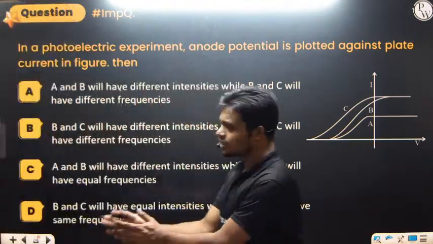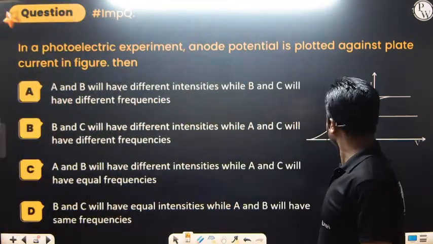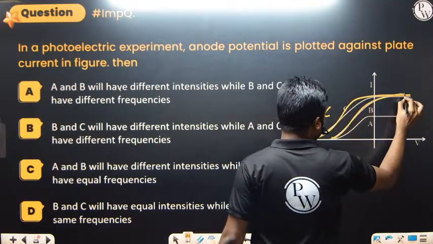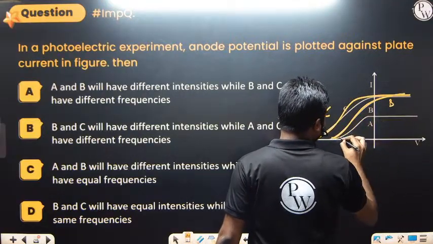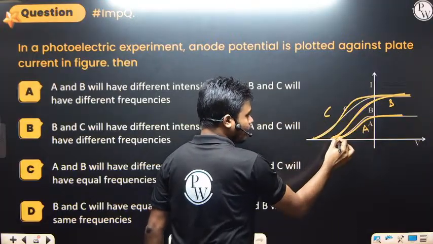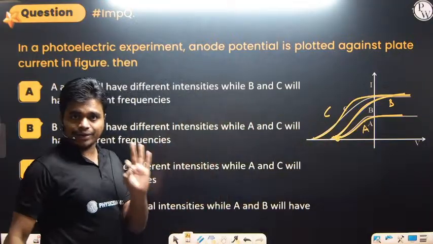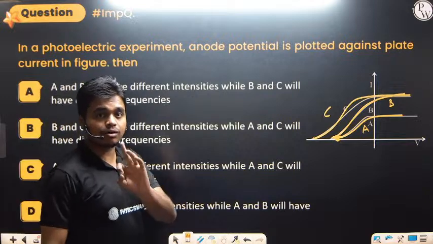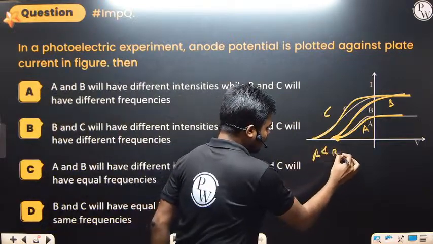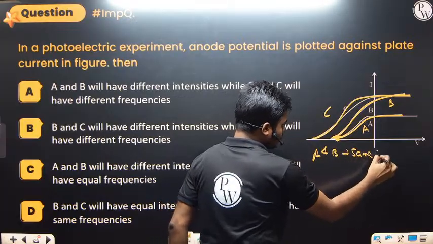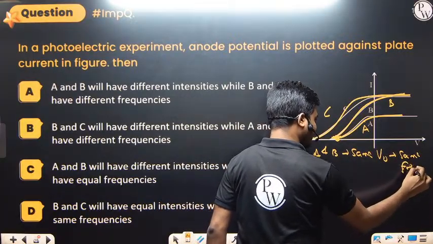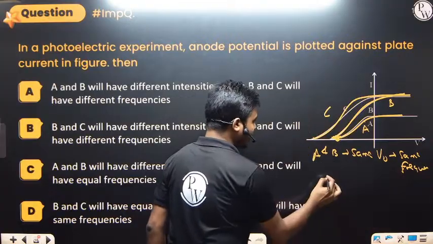The next question is coming from the graph, that is photoelectric effect. So here the graph is given. This graph is for C, this graph is for B, and this graph is for A. We can check A and B are having the same stopping potential, the same V naught, so they should have the same frequency. Remember this.